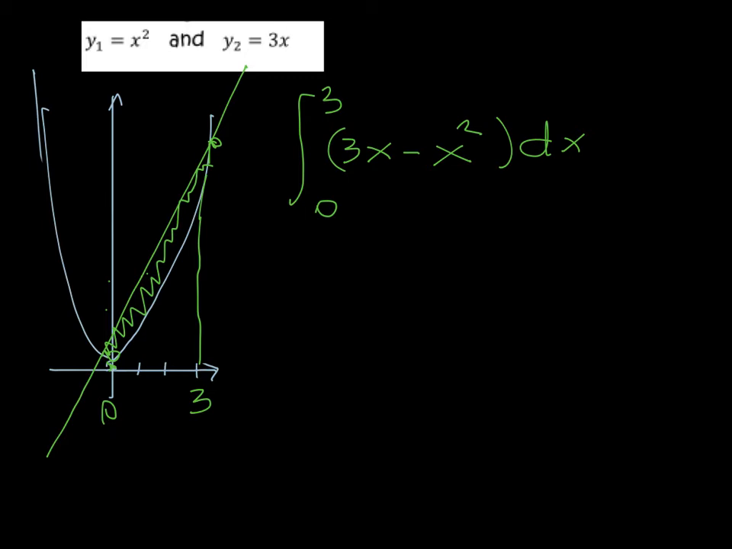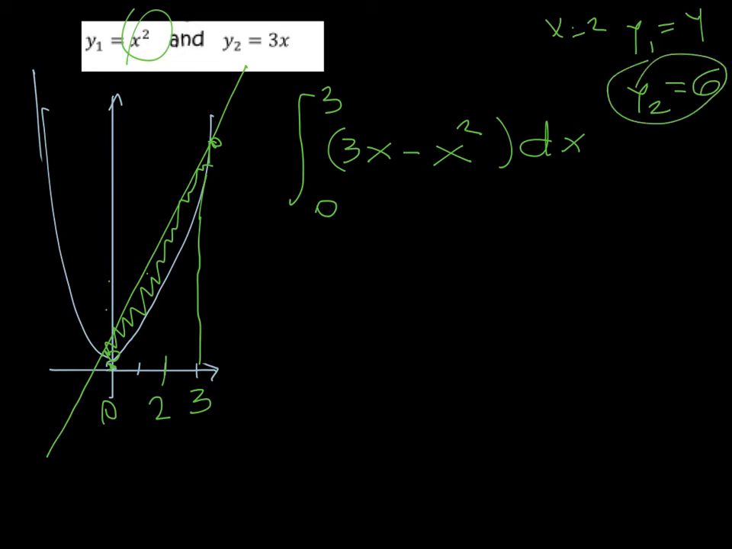Another way to know which of the functions is the upper and which is the lower, if you don't want to do the graph, is by substituting a value between the two limits of integration. So in this case, for example, we can substitute the value 2. If you substitute 2 on the first function, you will have 2 squared, 4. So when x equals 2, y1 equals 4. And using the same x value, if you substitute 2 on the linear function, y2 will be 6. So 6 is greater than 4.